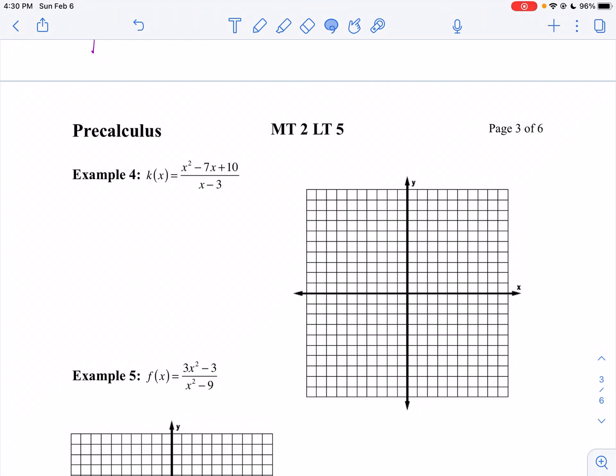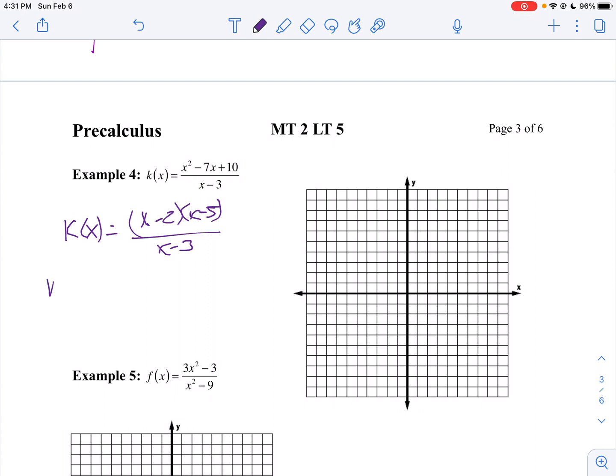Okay, the first thing I'm going to take a look at, on a problem like example 4, is whether that reduces. So I'm going to factor that. I'm going to say k of x equals x minus 2 and x minus 5, all over x minus 3. So that can't be reduced.